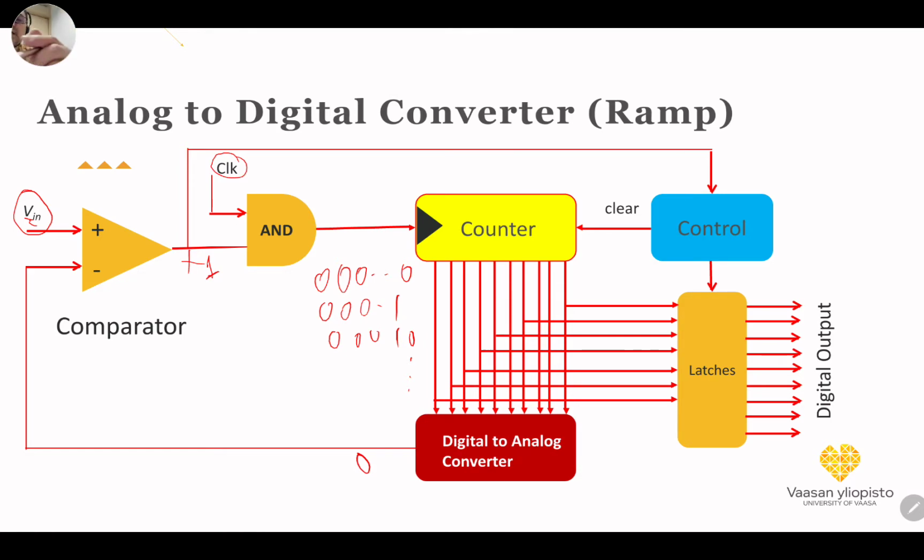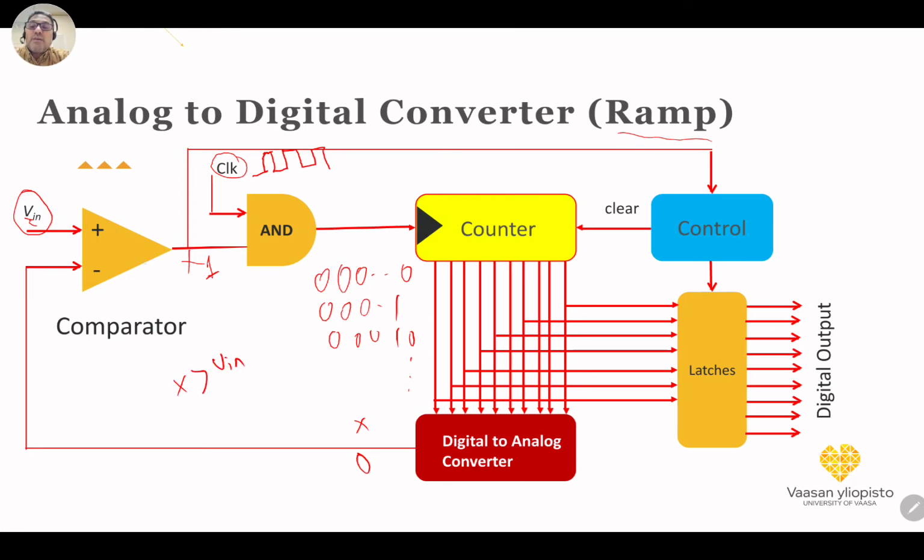So the clock here gives us the clock pulses. Each clock pulse will make it go on and off, and then the counter is counting, and the output will be increased in a ramp way. Assume that the counter is increasing step by step, until the moment that the output here, x, becomes, at a certain time, at a certain value, greater than v input.